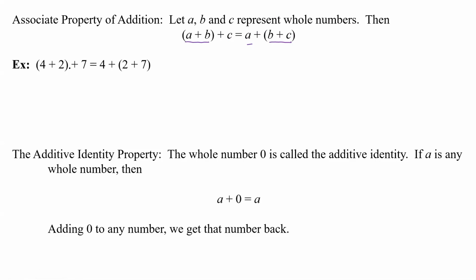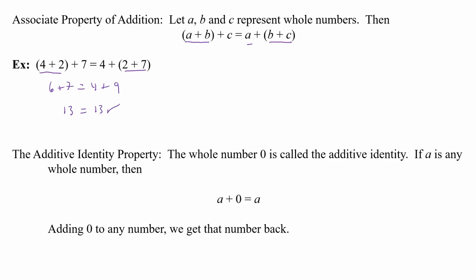And so we're going to show an example here. We're going to do what's in parentheses first here and here, and then we'll work our way down. Well, 4 plus 2 is 6 plus 7, and that's equal to 4 plus, well, here's 7 plus 2 is 9. Well, 6 plus 7 is 13. 9 plus 4 is 13. And it works out.